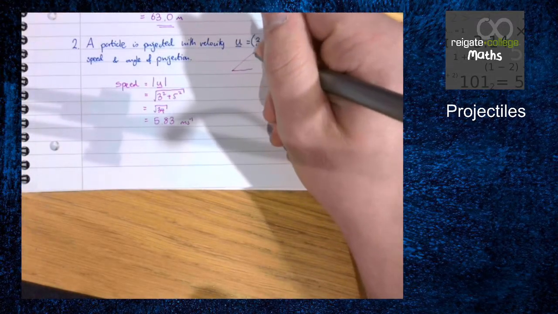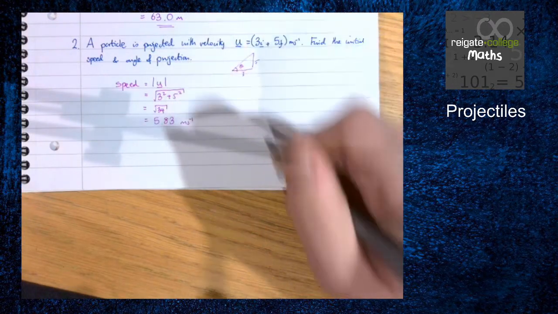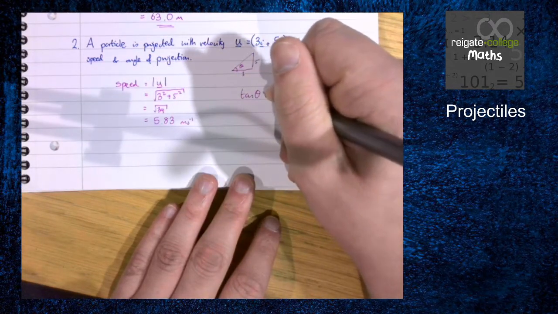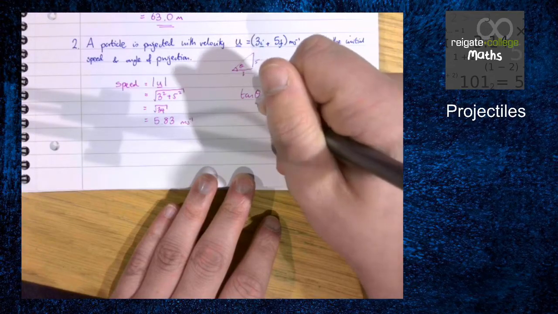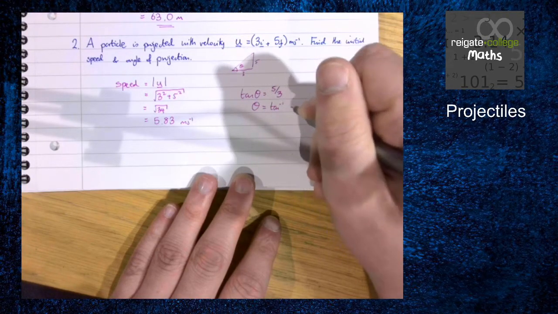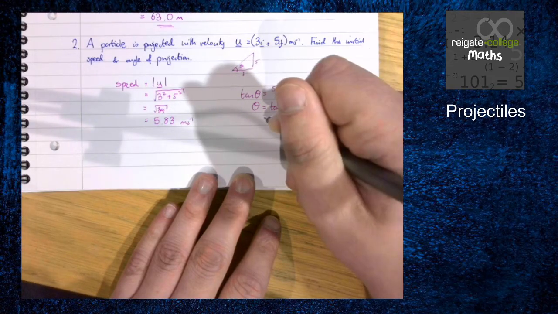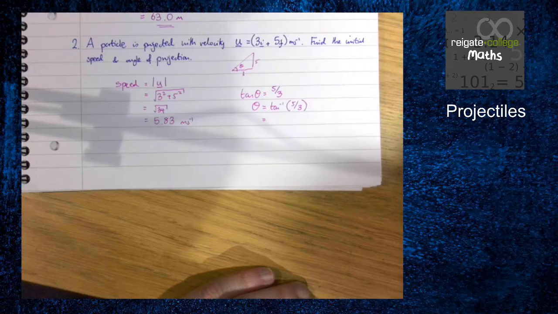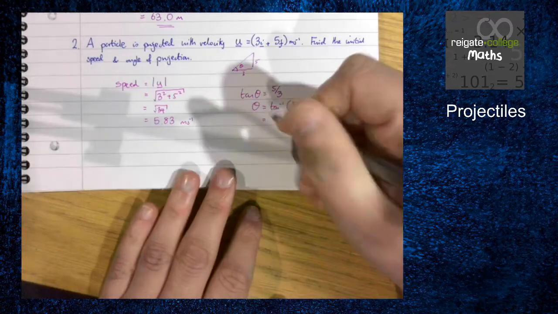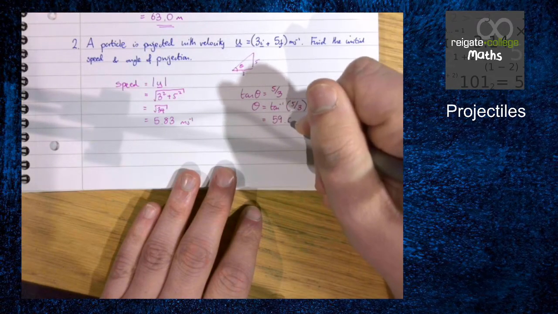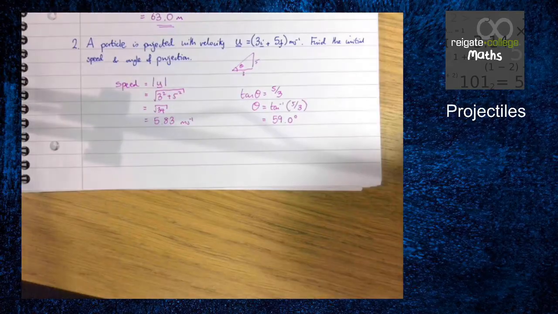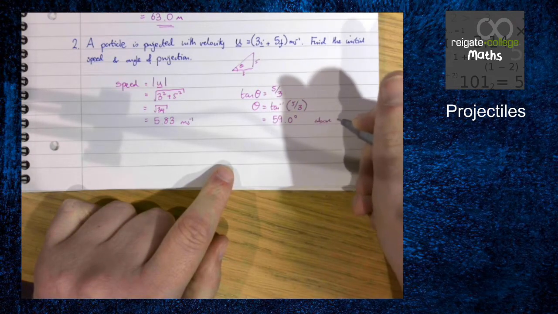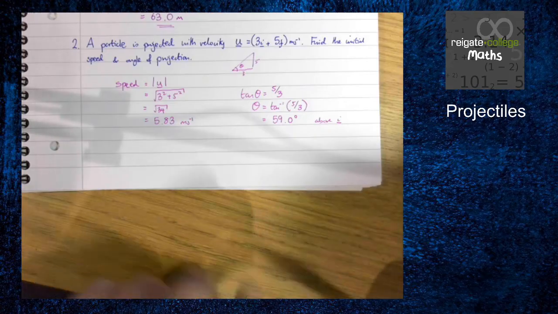The angle of projection, and we don't have to worry too much because we're going this way. So we've got 3 and 5. There's our angle. Tan alpha is opposite over adjacent. So our angle of projection is inverse tan 5 over 3. Now, make sure you're working in degrees. When you do mechanics, you almost exclusively work in degrees, unless you are specifically told otherwise. And we should say above i, just to make it very, very clear what we're doing.